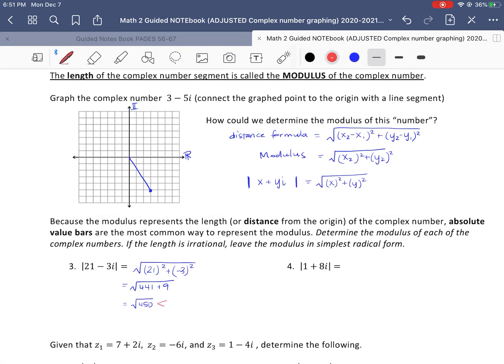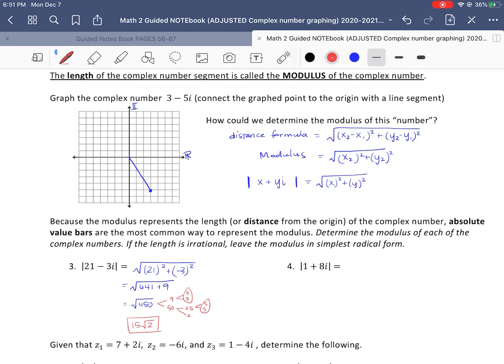Now again, if we can, we'll go ahead and simplify this. So this looks like we could do 9 and 50. You can break this down however you would like to. There's a group there, 25 and 2, 5 and 5. There's another group. So it looks like we've got 3 times 5 to pull out front, and on the inside we just have a 2 left. This would represent the modulus, or the length of that complex number, or its distance from the origin.